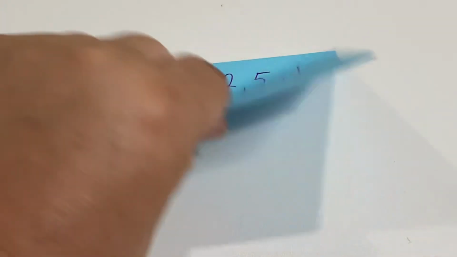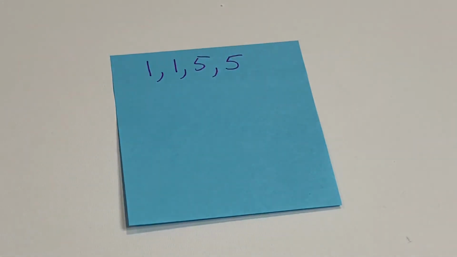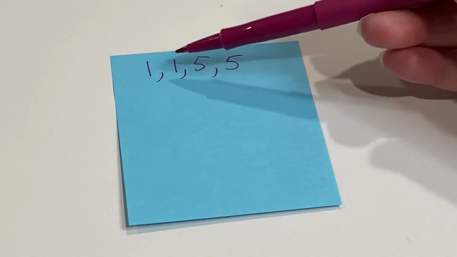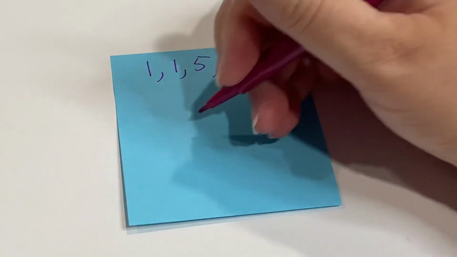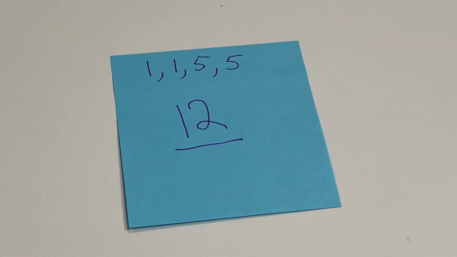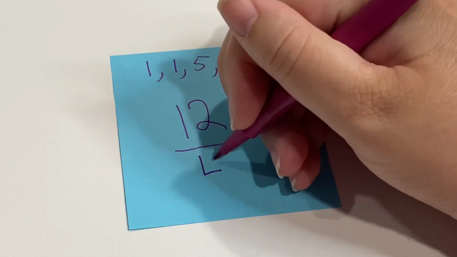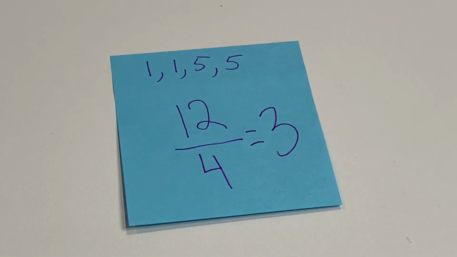And let's do one last example. So you're going to do what first? You're right. Add all the numbers together. 1 plus 1 is 2, and 5 plus 5 is 10. So altogether, this is 12. And we're going to divide by, that's right, 4. So our mean is 3.